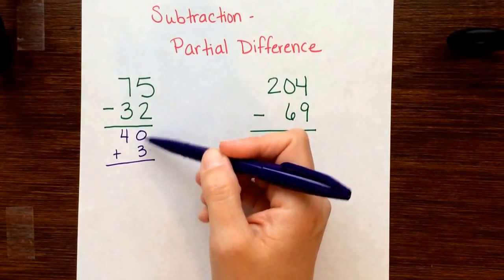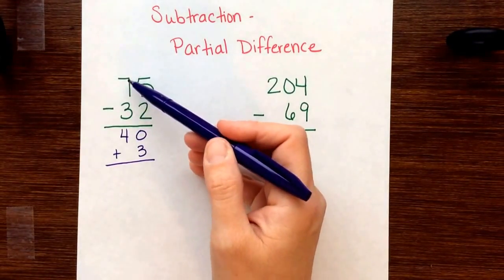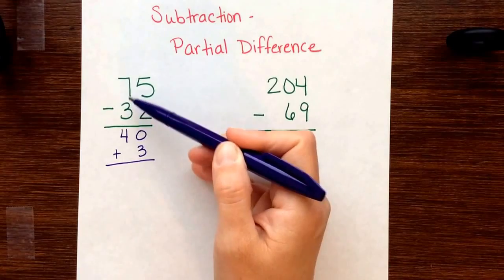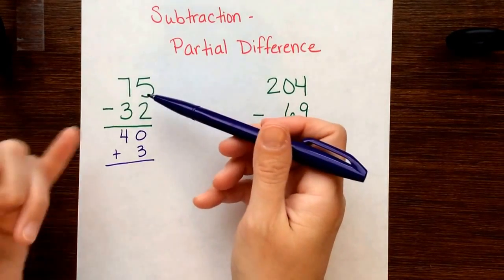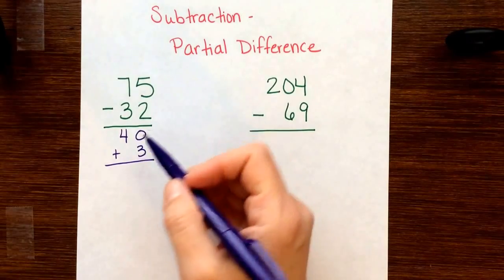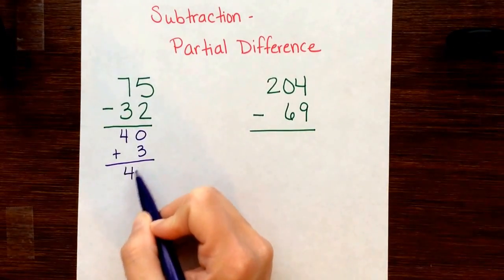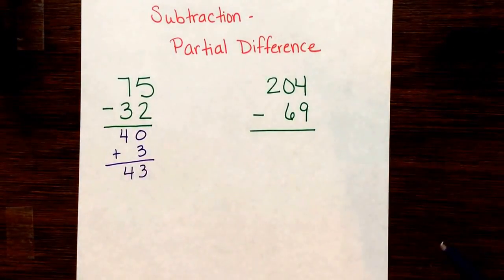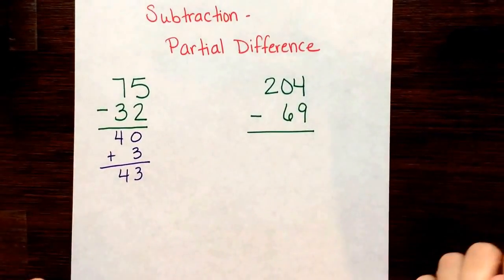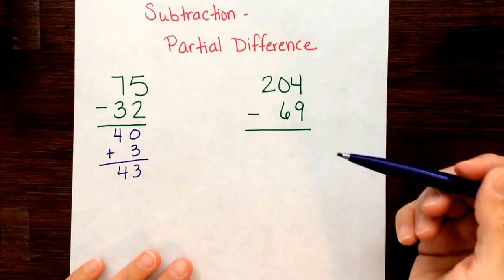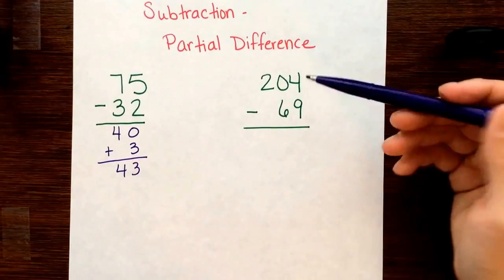We're going to add these together because what we have already done is we've looked at each of our place values and we've made adjustments to those place values by subtracting what we needed. So 40 plus 3 is 43. This is an easy problem in subtraction in that we didn't have to borrow. So what happens when you do have to borrow?